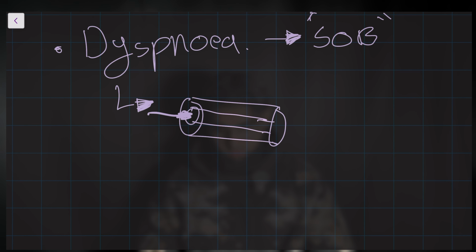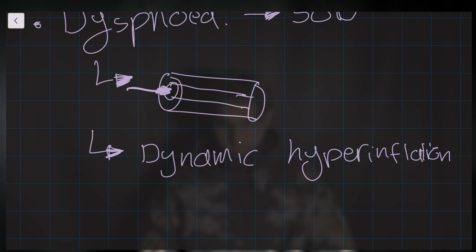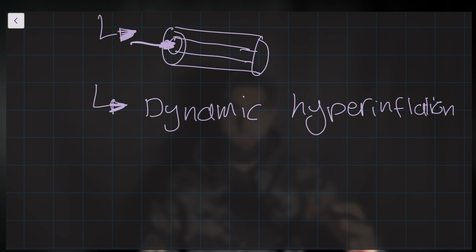The second thing we can look at is something called dynamic hyperinflation, right? Now, what does that mean? We understand that the pathophysiology of asthma is that it's an obstructive condition, so air cannot exit the lungs as it should. This means that when a patient exhales, there is going to be a residual volume of air left within the lungs, trapped within the alveoli of the patient.